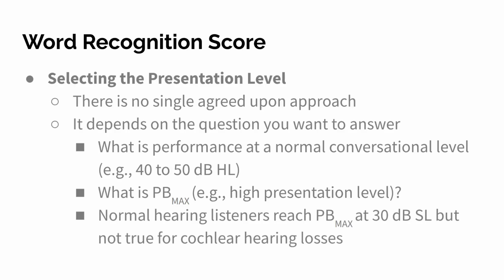Normal hearing listeners reach PB max at 30 dB SL, also known as 30 dB sensation level, or 30 dB above the SRT or pure tone average. But that's not true for cochlear hearing loss. That's true for normal hearing listeners.